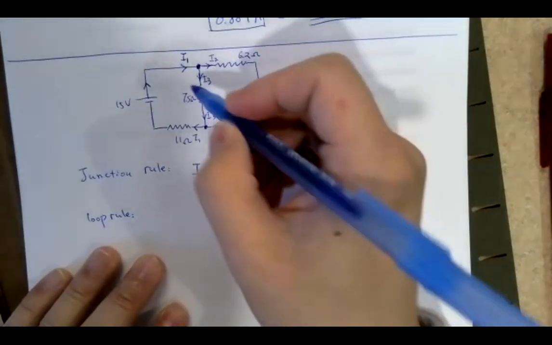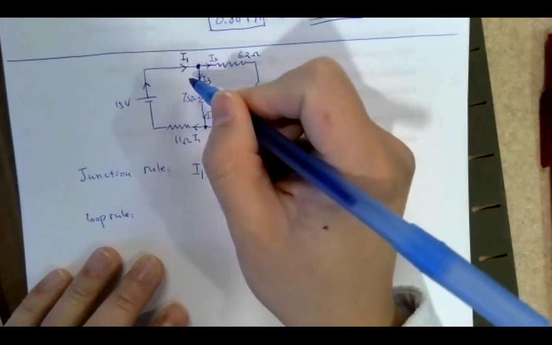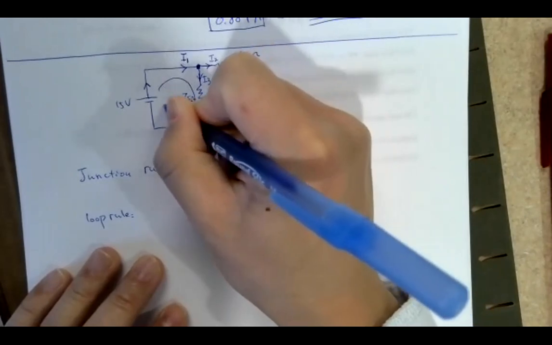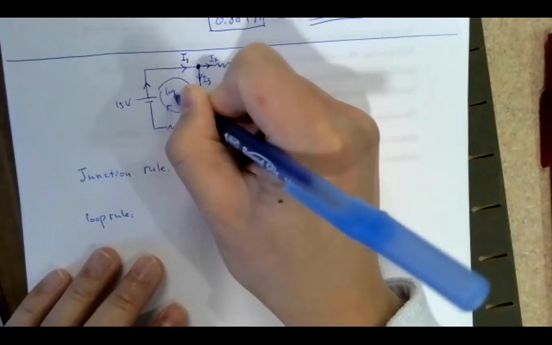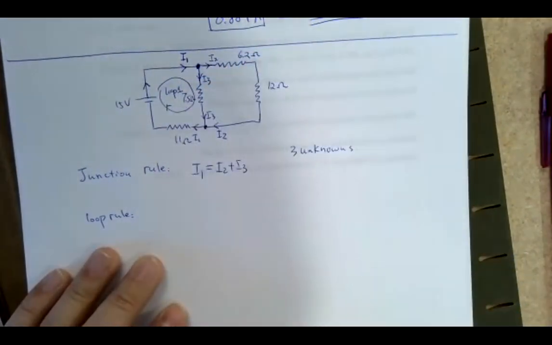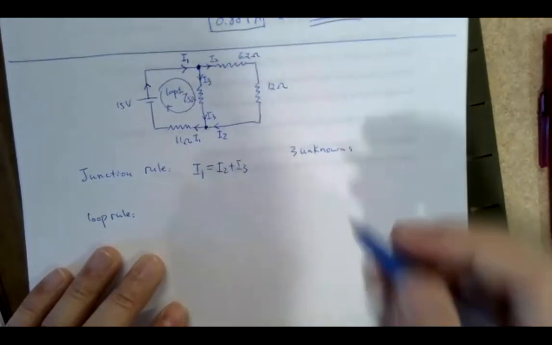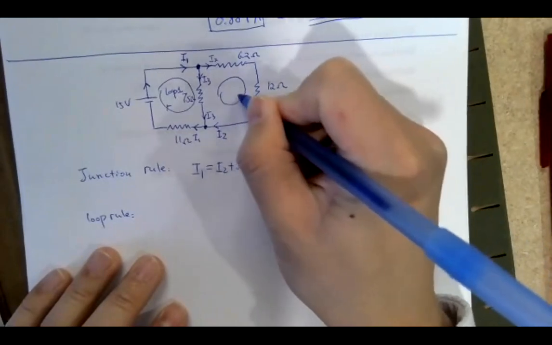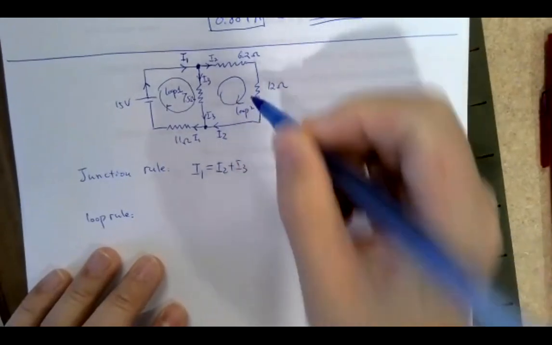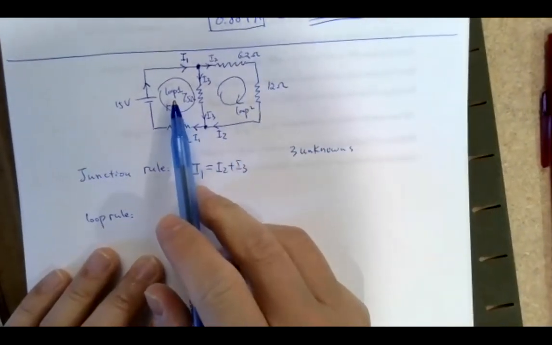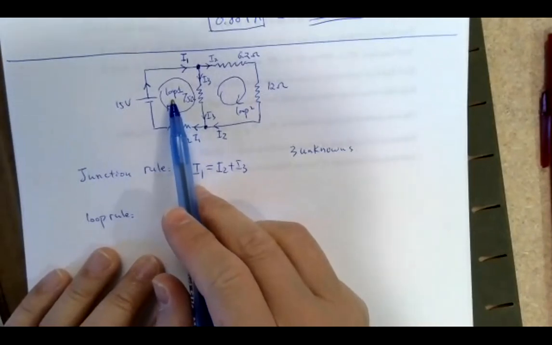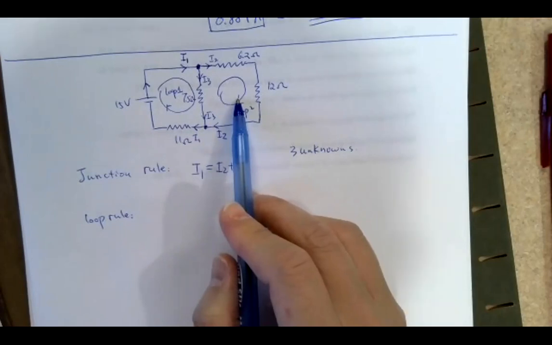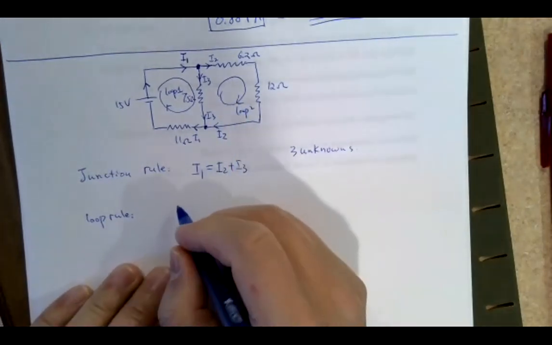In this case, you can pick a loop here. You can take this loop, and say this is your loop 1, and that's the direction you want the loop to go. Then you can pick this as your loop 2. If you apply the loop rule on loop 1, you'll get 1 equation. If you apply it on the second loop, you'll get a second equation. So let's do that.